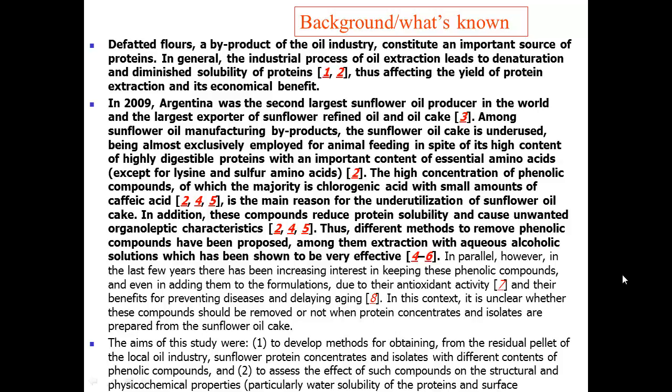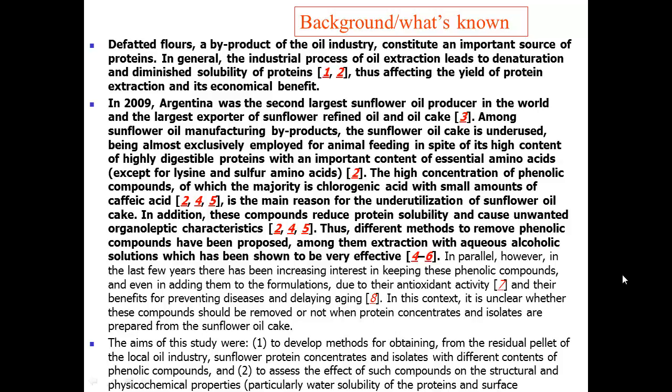In 2009, Argentina was actually the second largest sunflower oil producer in the world. Presumably this paper is coming from Argentina. And the largest exporter of sunflower refined oil and oil cake. Now oil cake here I think is just the flour. Among sunflower oil manufacturing byproducts, the sunflower oil cake is underused, being almost exclusively employed for animal feeding in spite of its high content of highly digestible protein. So these are potentially, again, a really good source of protein for people.